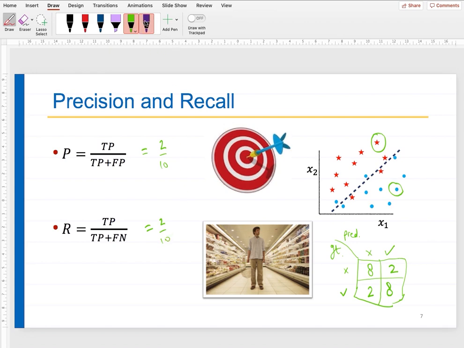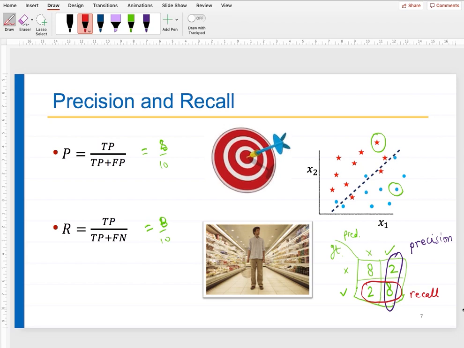Same. What is? Sorry. You are right. 8 by 10. I was going to show you something which will help you to remember. This is your precision, and this is your recall. Is this clear?